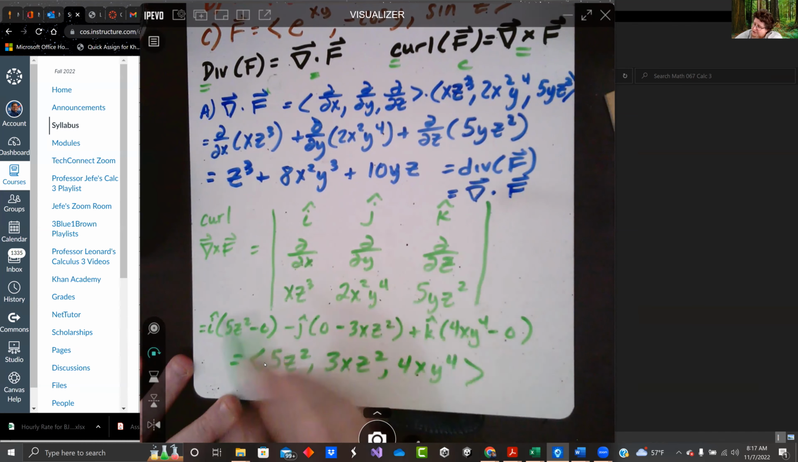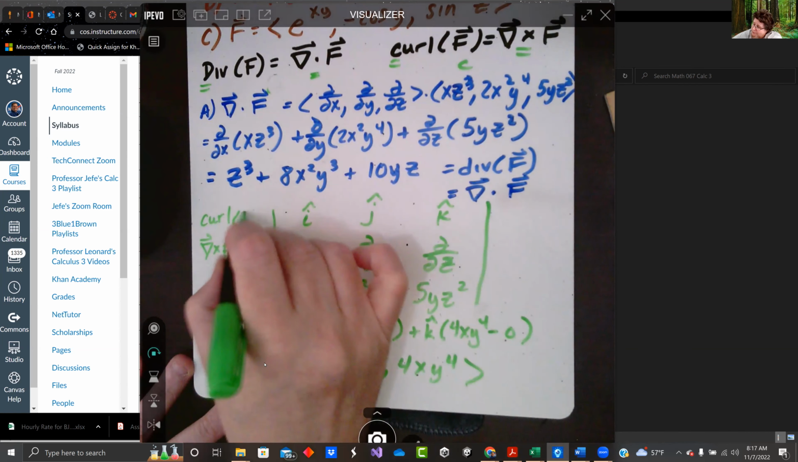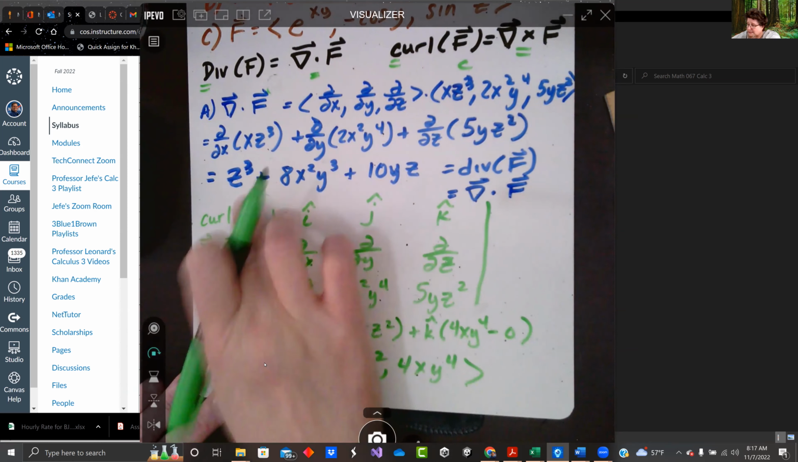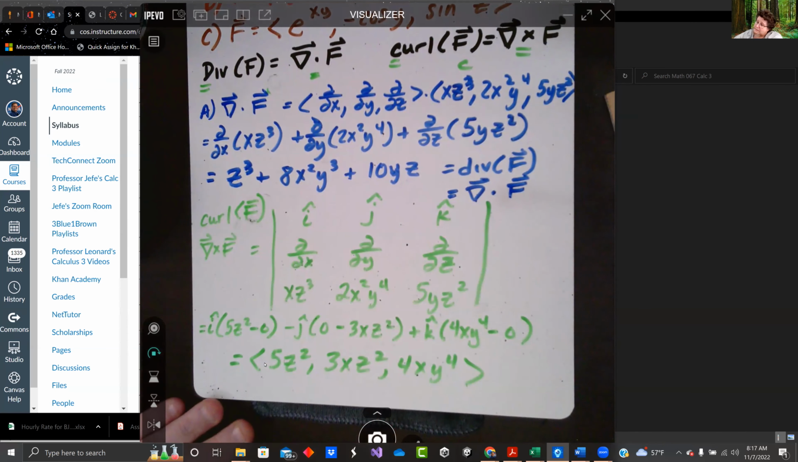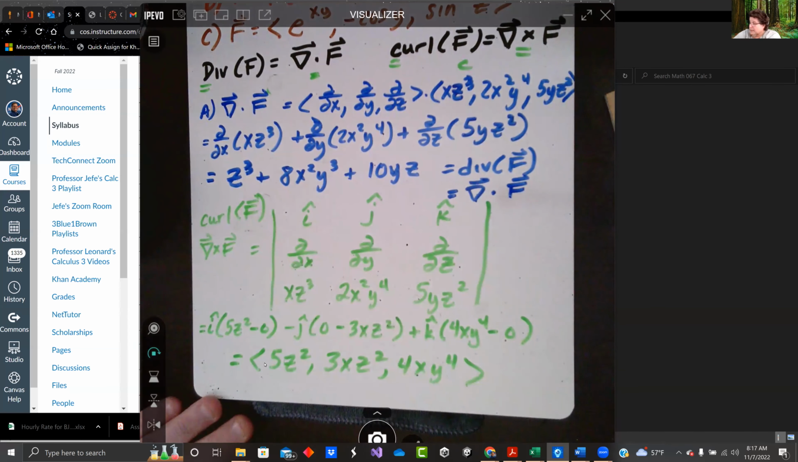Curls produce vectors. So curl of F or the cross product of del with F is the same thing. That looks funny. I'm going to rewrite that. Divergence produces scalars, and curls produce vectors.